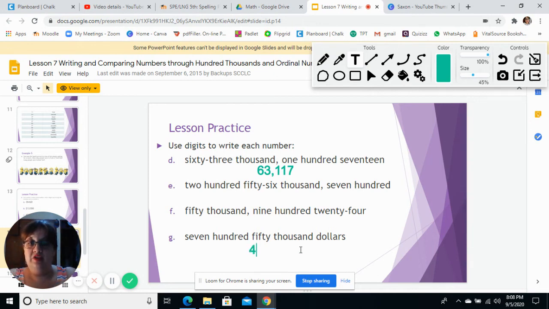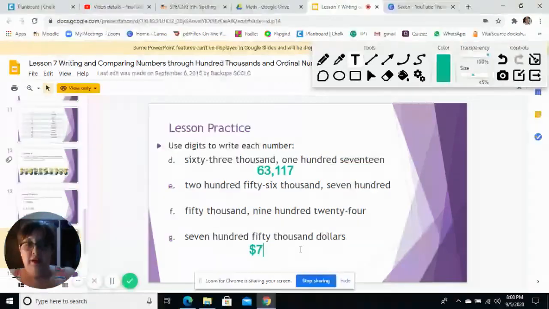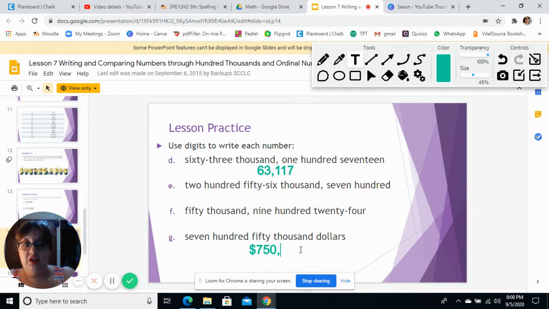Remember, dollars goes at the beginning, and we know it's 750,000. There's our comma. Dollars. Now, because it has the word thousand, we know we put a comma, but we can't have a comma without 3 places behind it. So because there's no more numbers, we know those 3 places are all zeros. 1, 2, 3. All right? You can do E and F on your own. And I'm going to go ahead and clear this.